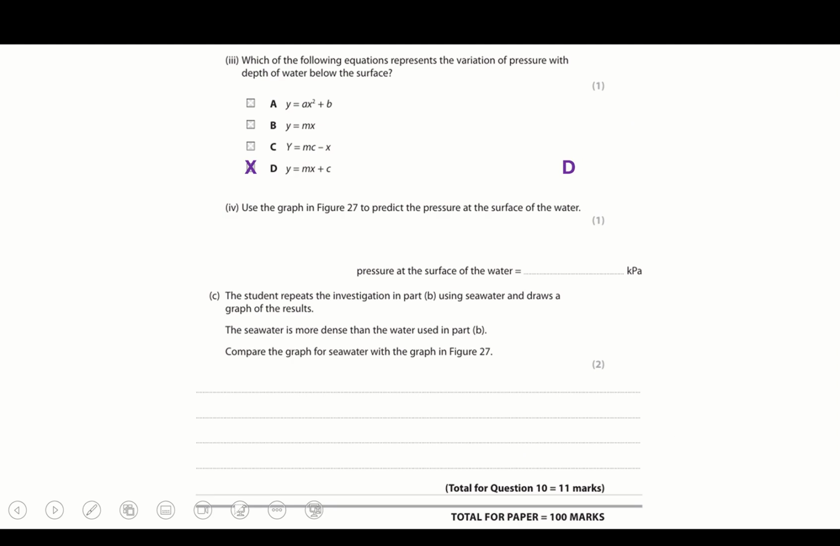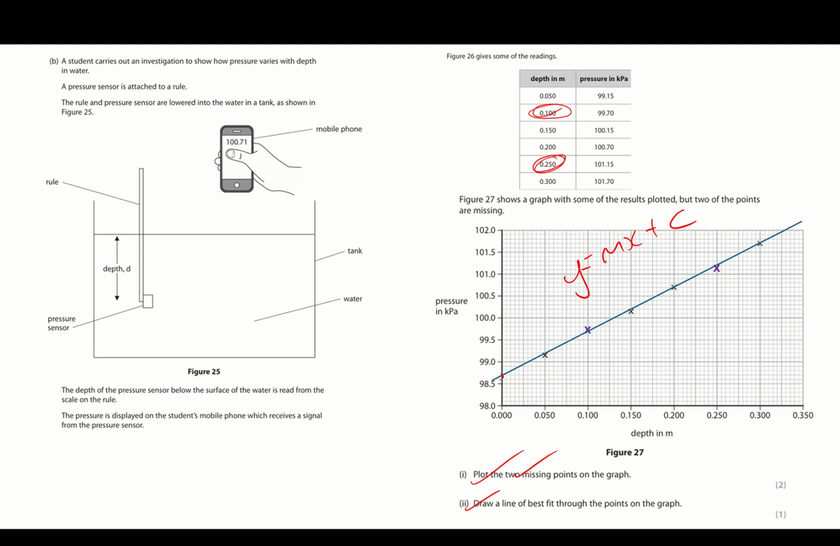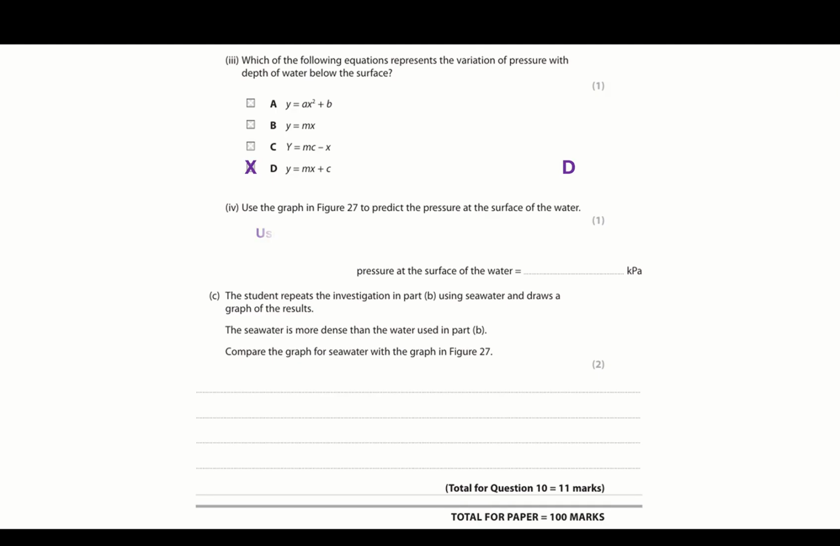Use the graph to predict the pressure at the surface of the water. Here's atmospheric pressure. Here's the water pressure, and the two combined gives us the total. Actually, if I wanted the water pressure, I'd have to take this off every single time. So this is the total fluid pressure. So there's atmospheric pressure, and in physics, intercepts are important. So it's asking you to go and look at the intercept. So read that off, and we've got 98.7.